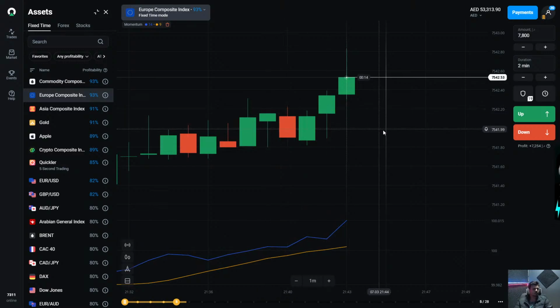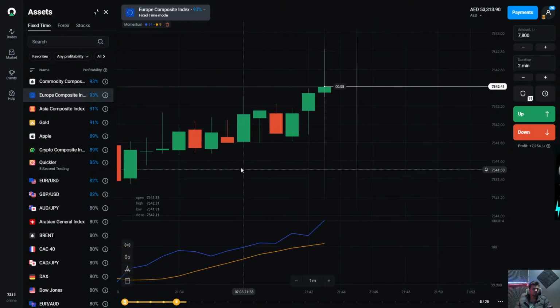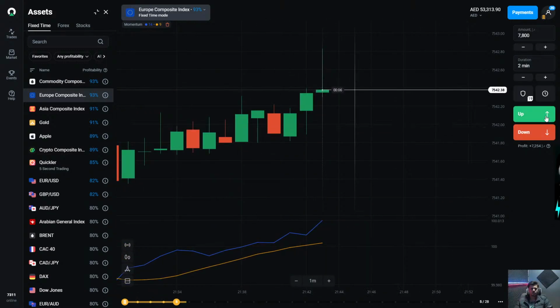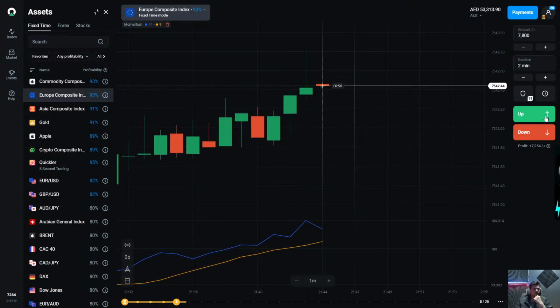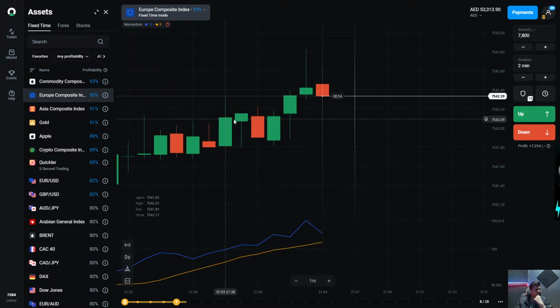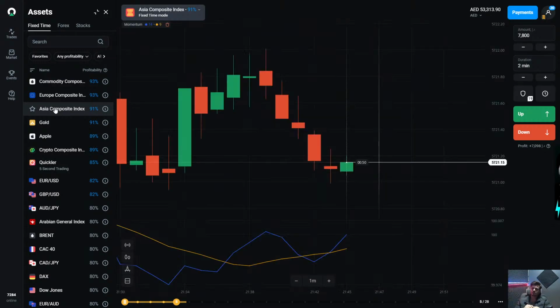Good, it's going very well now. Europe Composite Index is trying to move only downward from here. Okay, let's make a 2 minute trade. Here it changed the direction, right? So move over to another composite index. That one gives the profit.